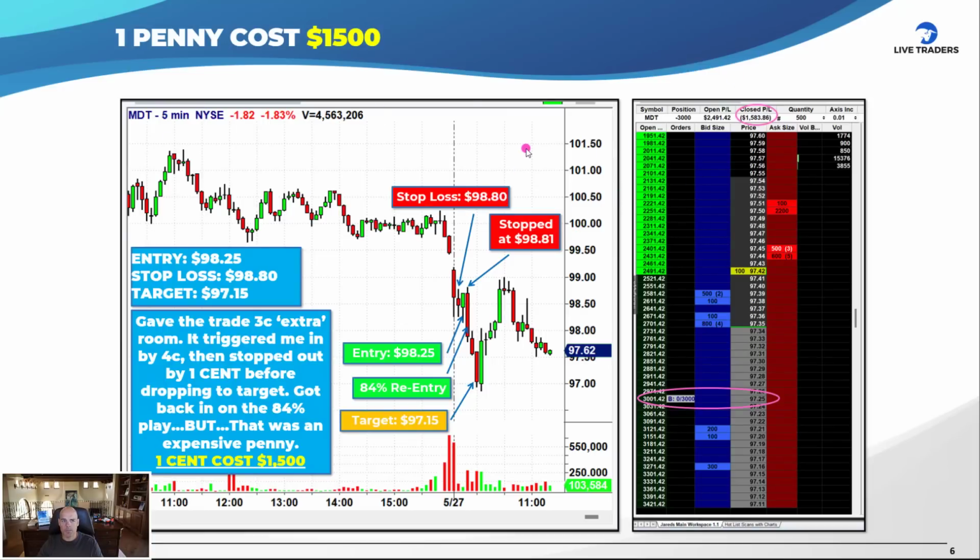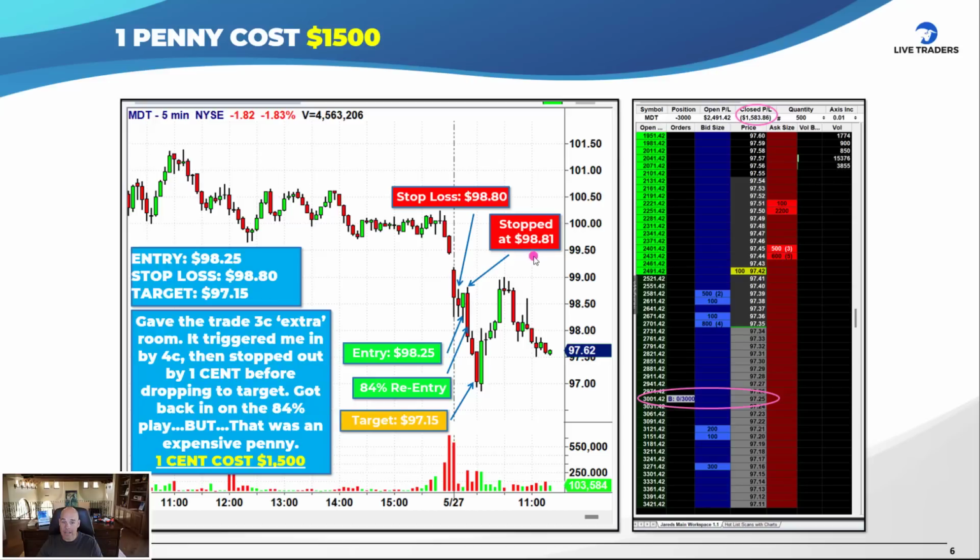Damn pennies, man. Right? These pennies. Do you guys see this right here? This is a nice 3-bar play. 5-minute 3-bar play. The entry was $98.25. The high of bar number 2 is $98.77. I gave it 3 pennies. That's not a lot, but I gave it 3 pennies. What happened? It triggered us in by 4 cents. Stopped me out by a penny.